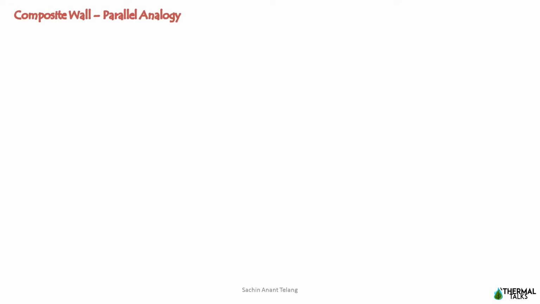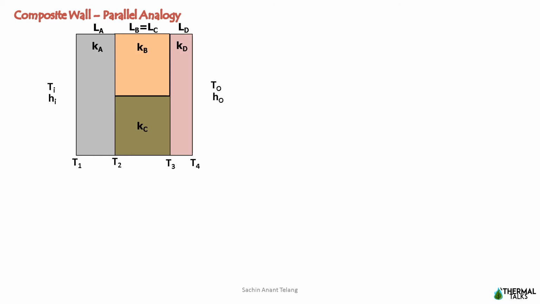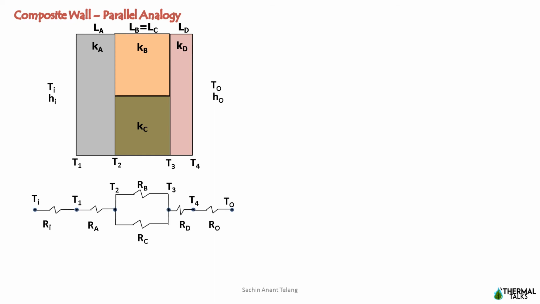Let us take another case of composite wall. We have four solid walls A, B, C, D. Wall B and C offer resistance parallelly, very similar to the electrical resistance concept. And inside fluid is maintained at temperature Ti and outside fluid is maintained at temperature To.